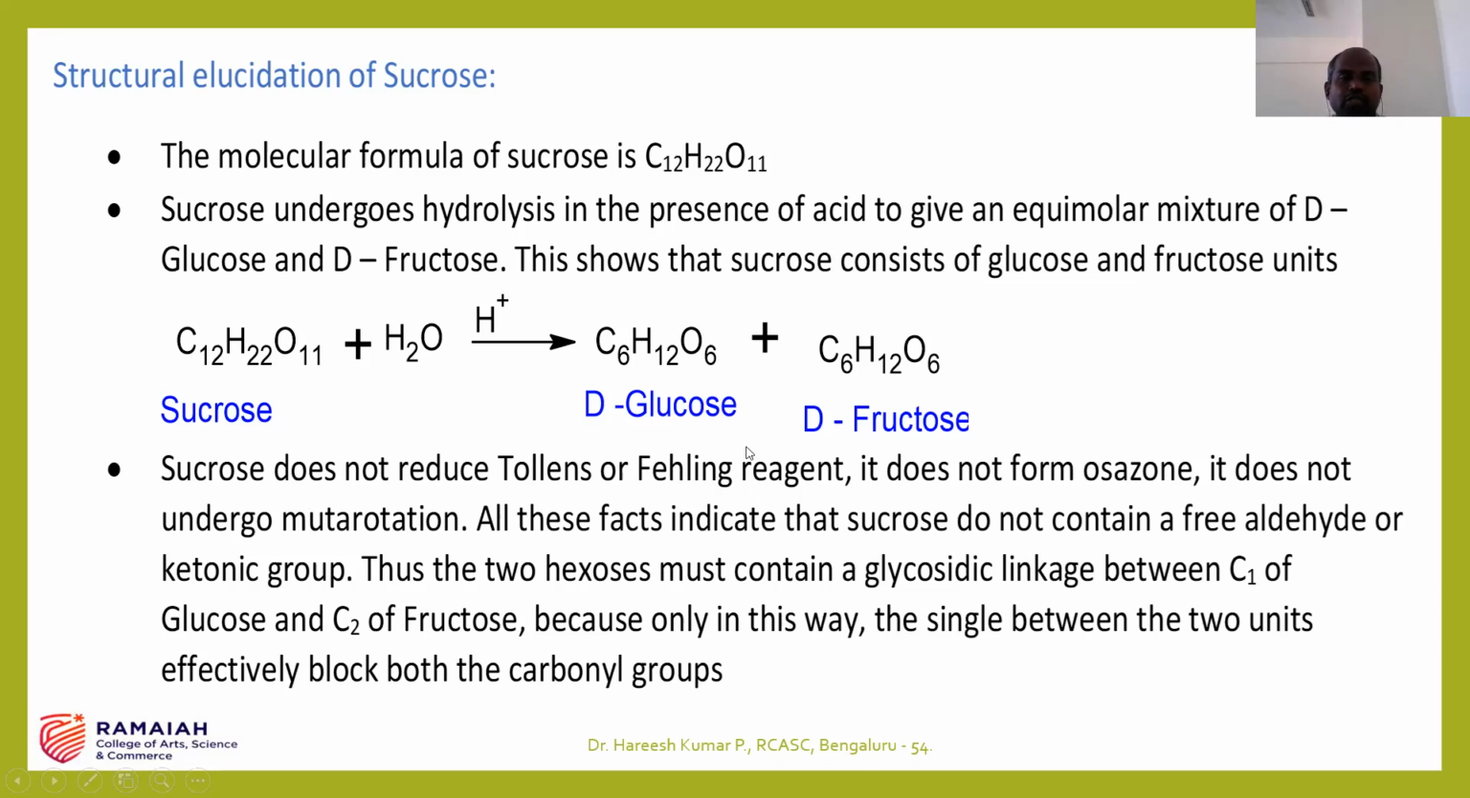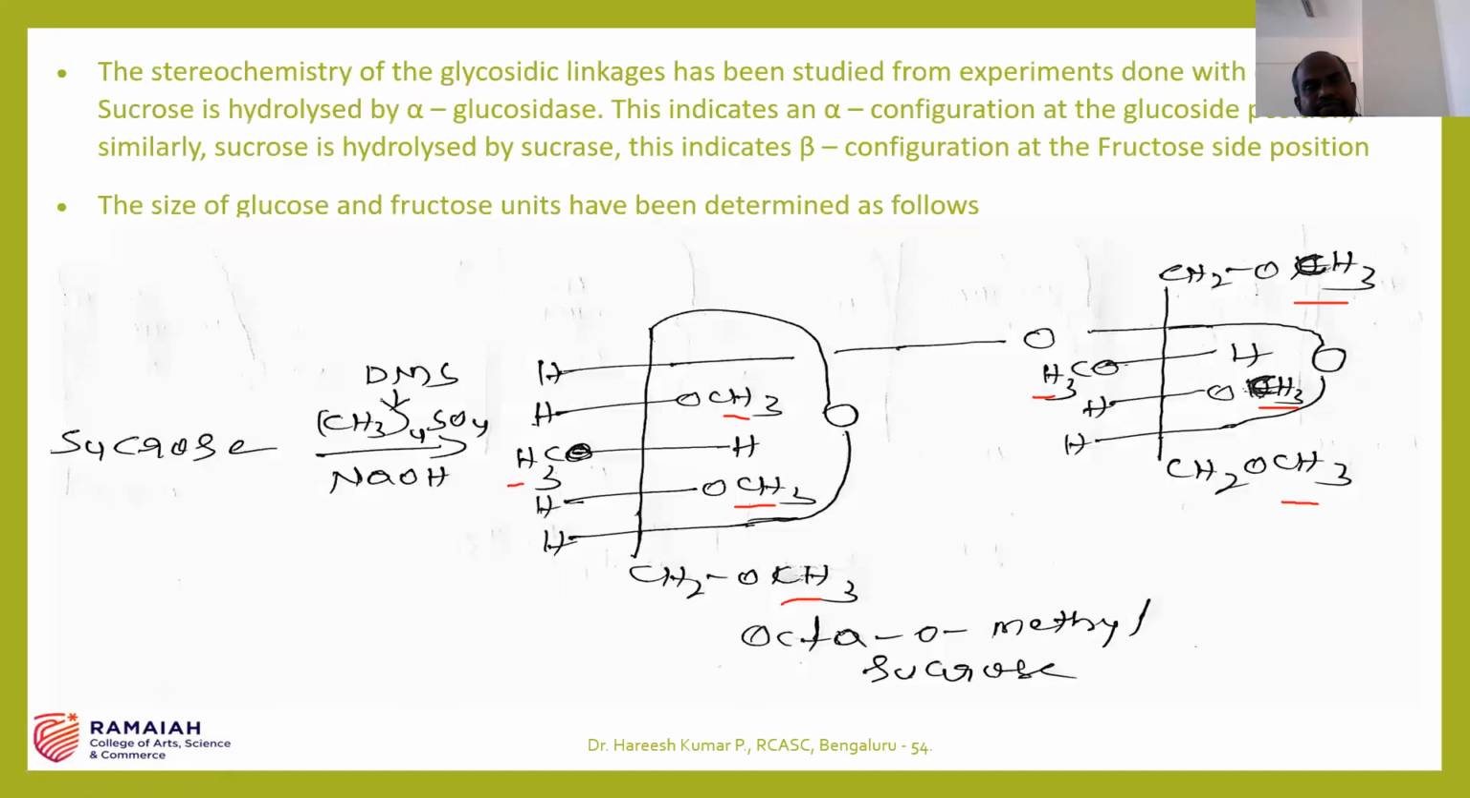Sucrose also resists the formation of osazone when it is treated with phenylhydrazine, and it does not undergo methylation. All these experiments show that sucrose does not contain a free aldehyde group or a free ketone group. That means there is no free aldehyde, there is no free ketone. It indicates that there is a linkage between C1 of the glucose and C2 of the fructose in the form of a glycosidic linkage. So with this, I will go to the next slide.